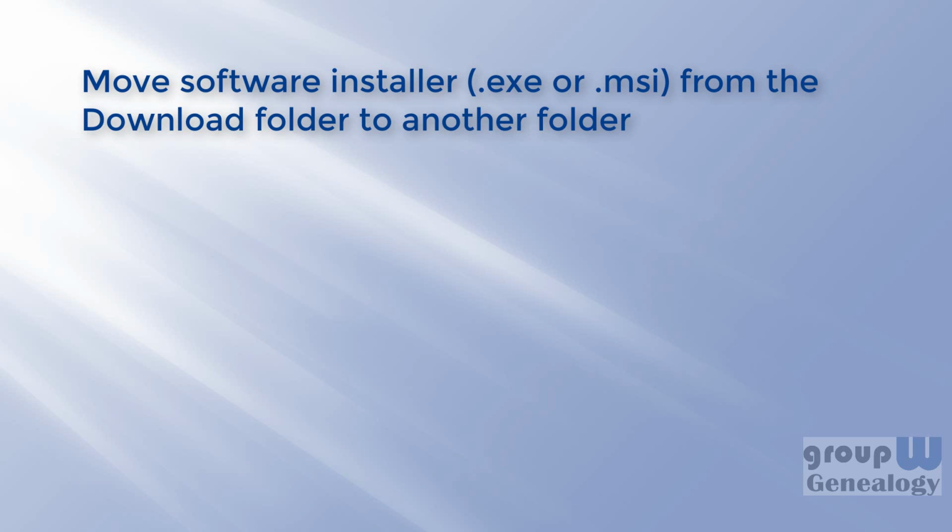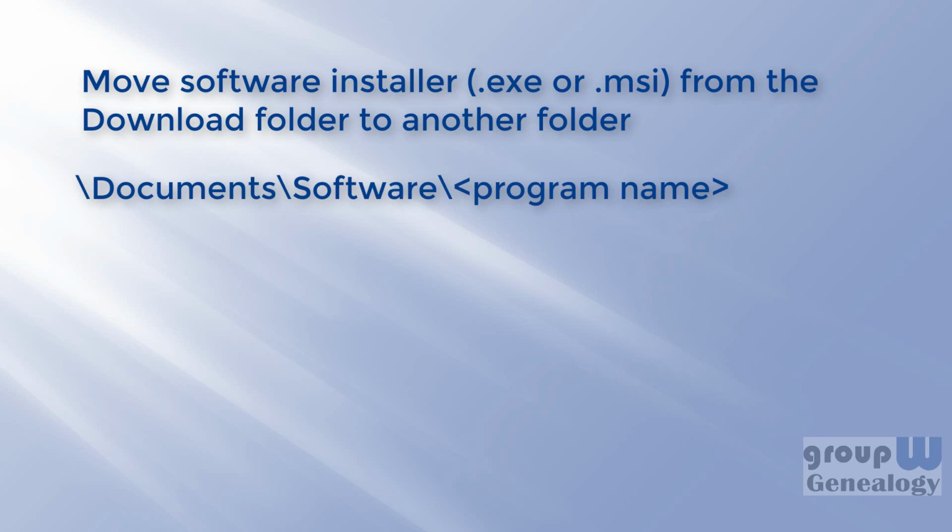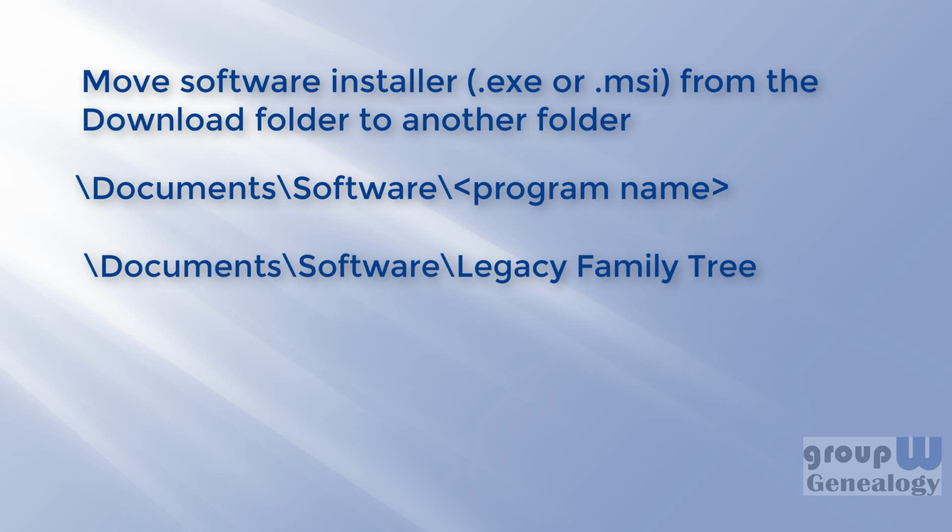So, to review, move the software installer, which is typically either a .exe or a .msi file, from the download folder to another folder. The .msi stands for Microsoft Installer, by the way. By convention, I put my software installers into a folder called Documents/software/the program name. For example, Documents, Software, Legacy Family Tree.